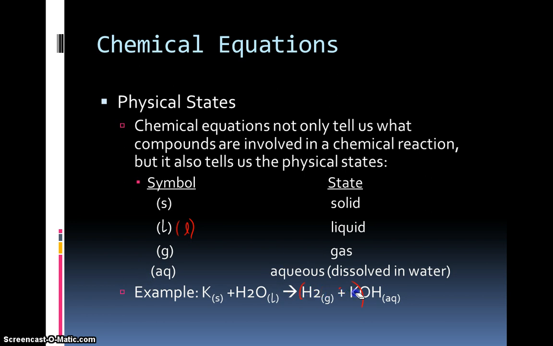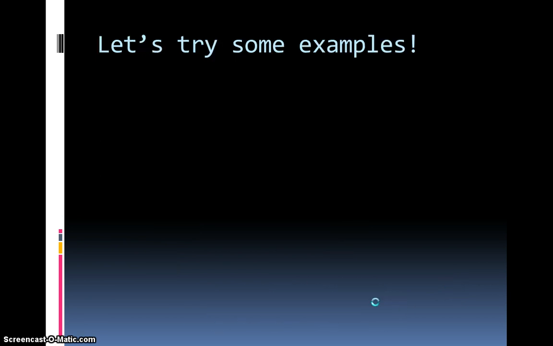So for example, if we look at this example equation that we have, which I believe you all have in your notes, we have this equation here. K solid plus water liquid yields hydrogen gas and potassium hydroxide that's aqueous. So we can see the different states of matter next to the different components of that chemical reaction, identifying what state each thing is in. So let's go ahead and try writing some equations from words.